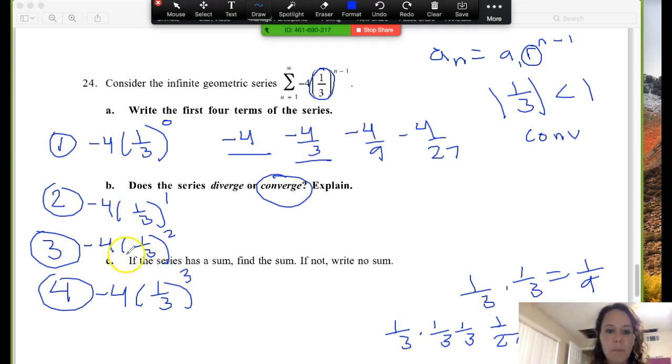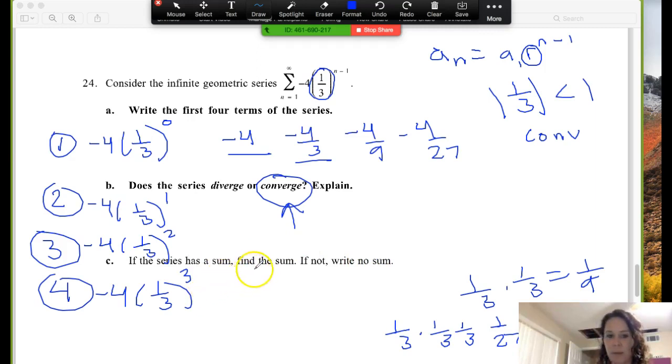Okay. If the series has a sum, find the sum. If not, write no sum. Because it converges, those numbers are going to get smaller. I can find a sum. This is going to start getting so big that this number almost goes to 0. So I get to a sum. Now, if this was bigger than 1, I wouldn't get a sum. The numbers would go on forever. They're infinite. So it has a sum. I can find the sum.